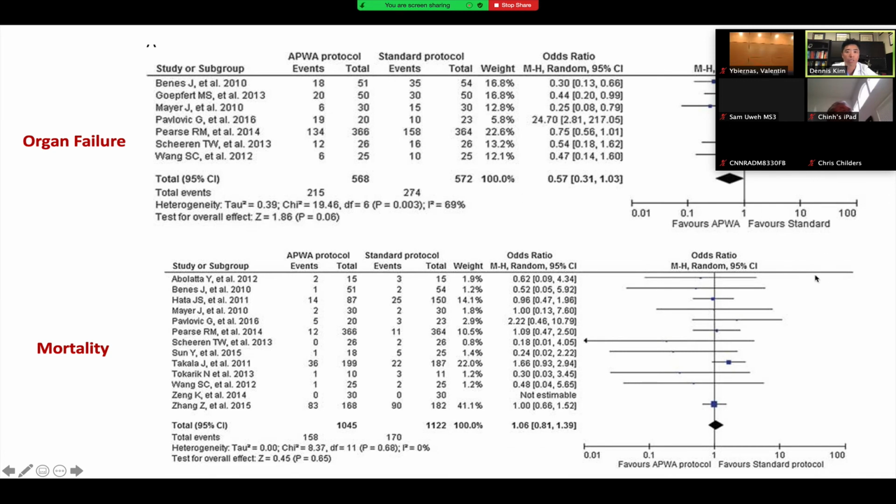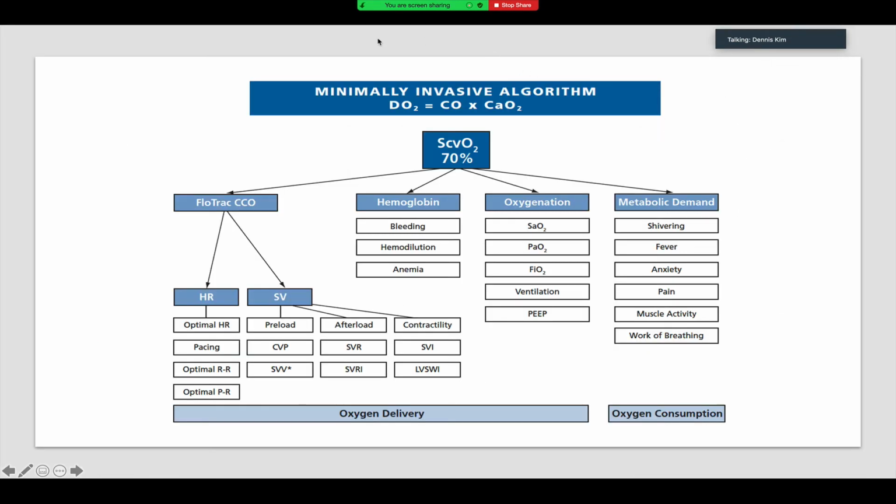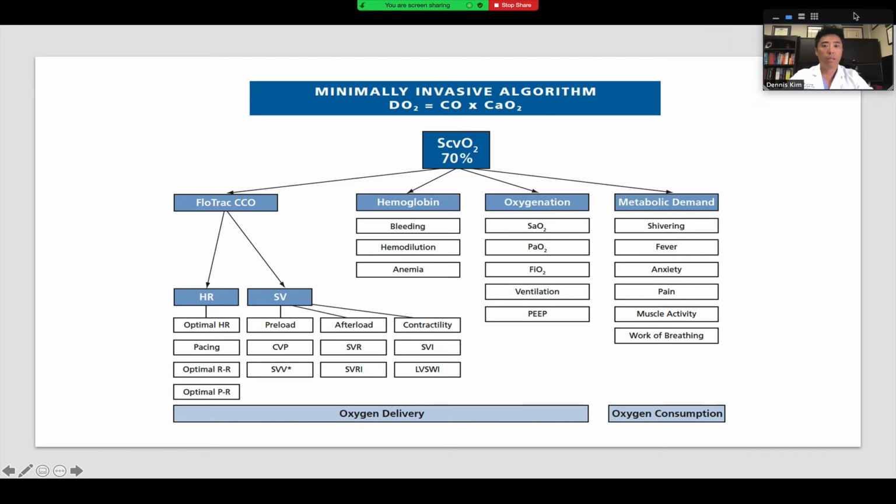If you actually look at the forest plots for organ failure, it certainly does seem to favor arterial pressure waveform analysis. When it comes to mortality, though, really no significant impact. Now, this is one of those algorithms that's provided by one of the manufacturers of the arterial pressure waveform analysis devices, the FlowTrac. And what you'll see time and time again is that it really does come down to the O2 delivery equation and working through this systematically and finding that balance between delivery as well as consumption.